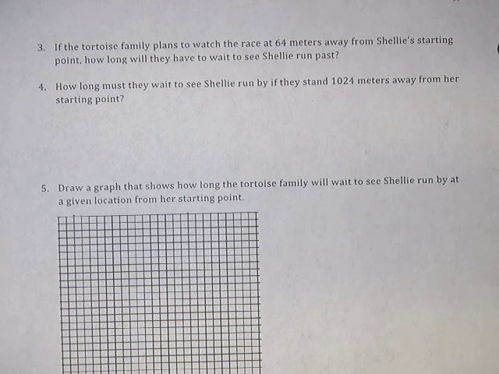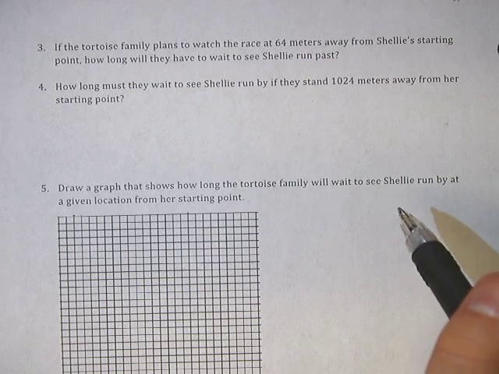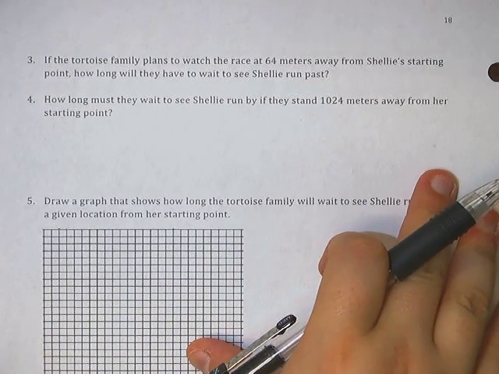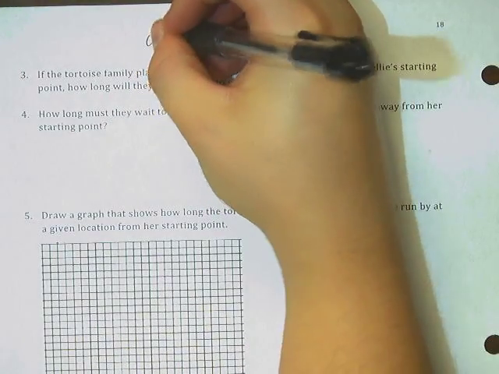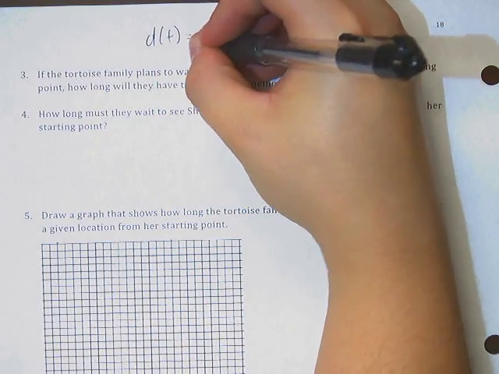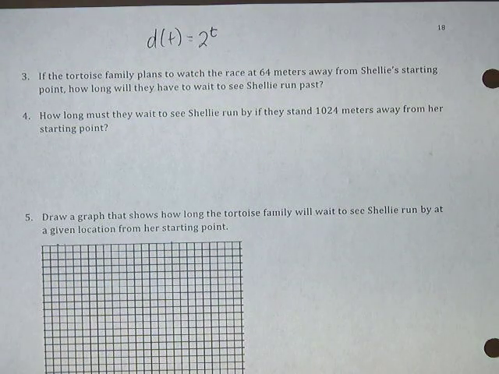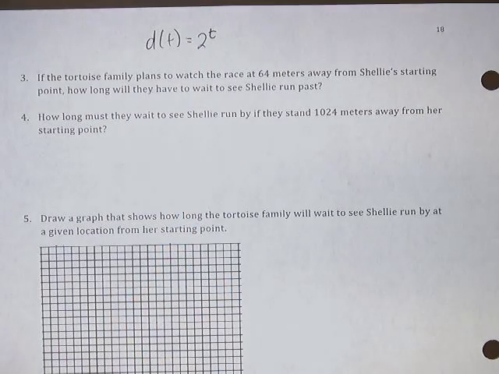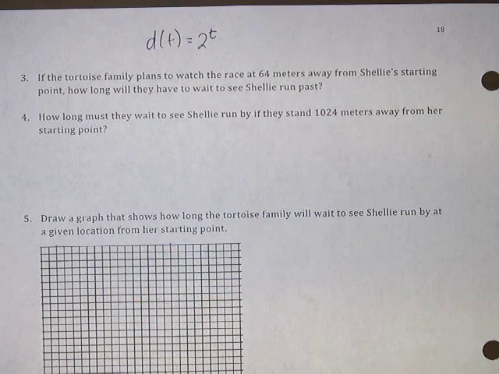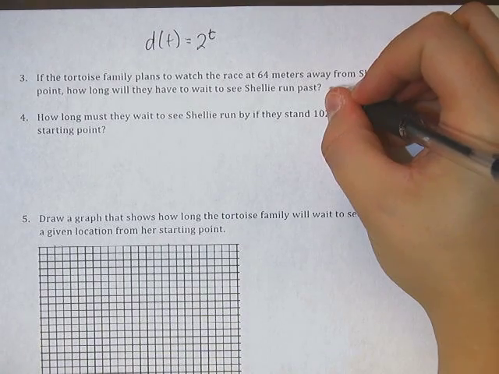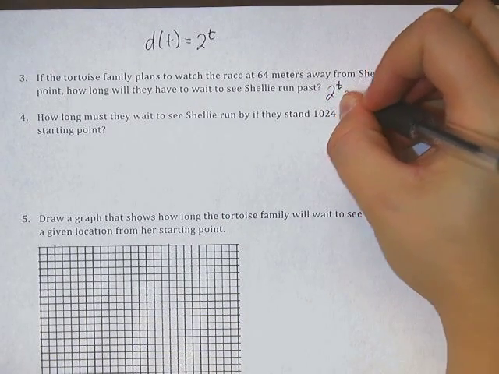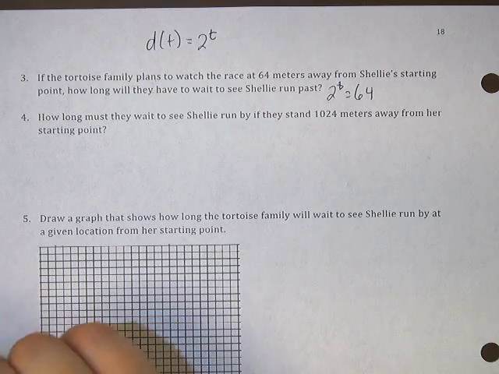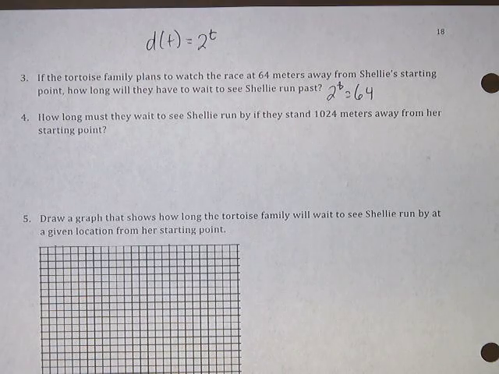If the tortoise family plans to watch the race at 64 meters away from Shelley's starting point, how long will they have to wait to see Shelley run past? Well, remember, as a reminder, we have d(t) = 2 to the t power. This time we know the distance, but we don't know the time. But we can actually find what our time is based on what we know. We have 2 to the t power equals 64.